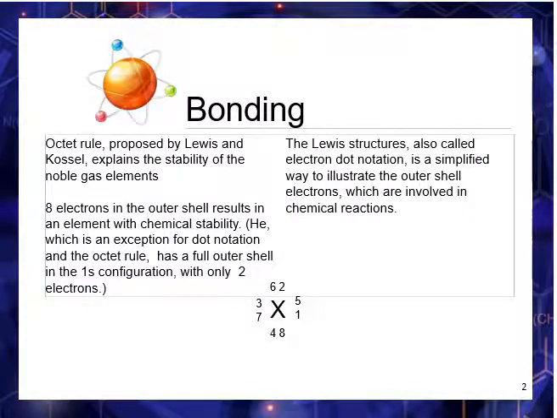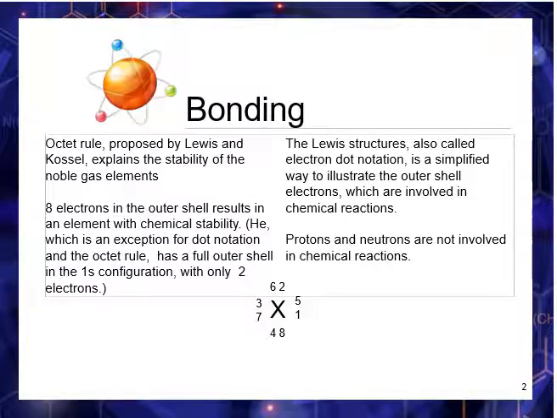The Lewis structures, also called electron dot notation, is a simplified way to illustrate the outer shell electrons, which are involved in chemical reactions. Protons and neutrons are not involved in chemical reactions.